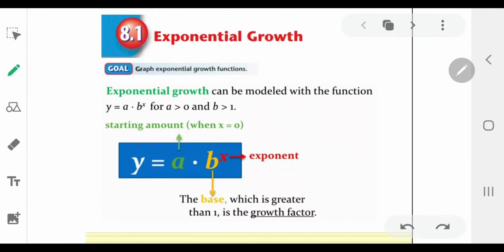Hello again, everyone. We're starting the second part of 8.1 exponential growth. Let's review quickly the main features of this function. This is the form of exponential growth: y equals a times b to the power x. And a here, the factor multiplied by the base, is always the y-intercept. We also call it the initial value or the starting amount, which corresponds with x equal to 0.